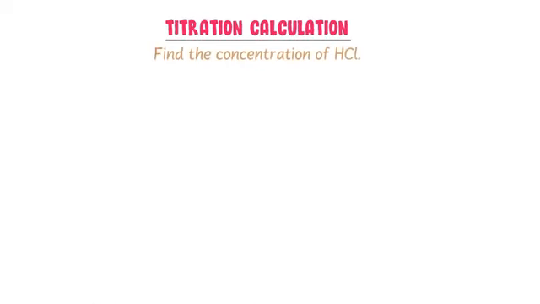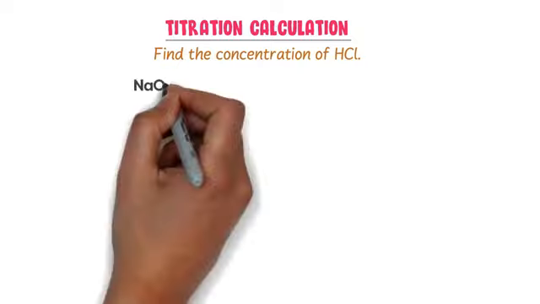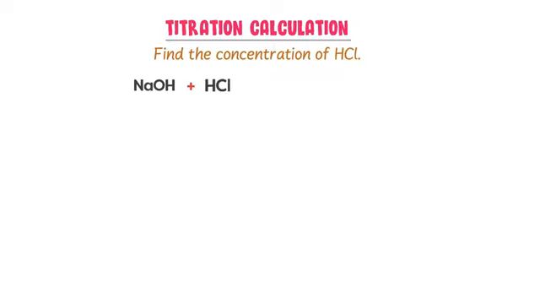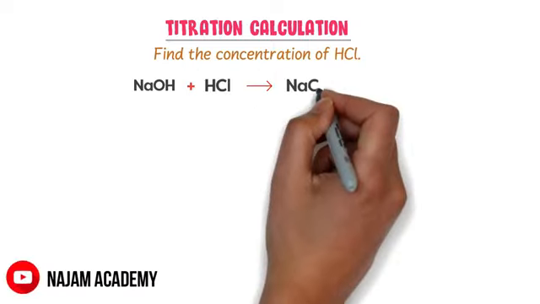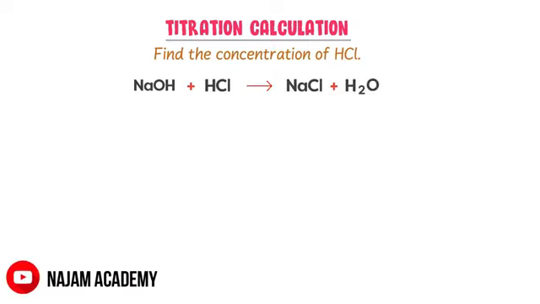Now the final step is titration calculation, or finding the concentration of HCl. Firstly, I write the chemical reaction. Sodium hydroxide plus HCl react together to form sodium chloride plus water. Secondly, I balance this chemical reaction. If you do not know balancing chemical reactions, watch our video and its link is given in the description. We can see that this chemical reaction is already balanced.